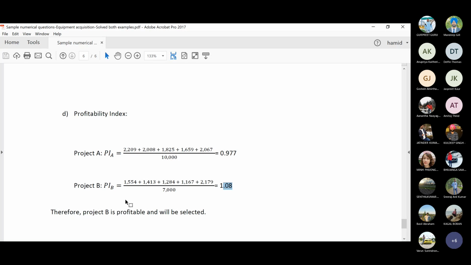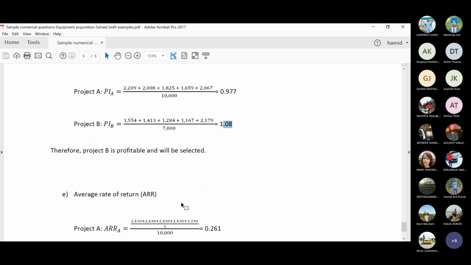So which project will be selected? The project with higher profitability index, okay? And in this case, because our income is more than our investment, it will be a number above 1, okay? So this is the way that we select.